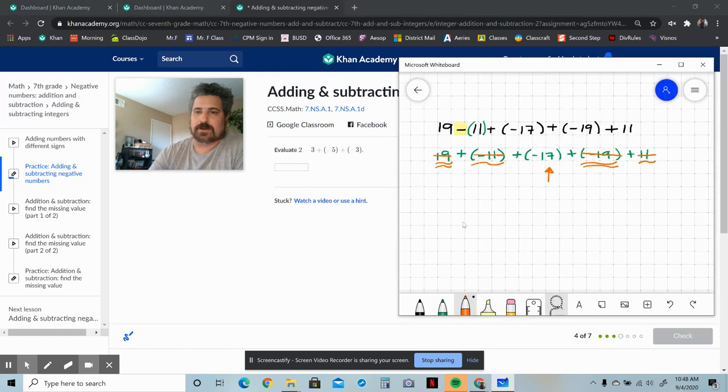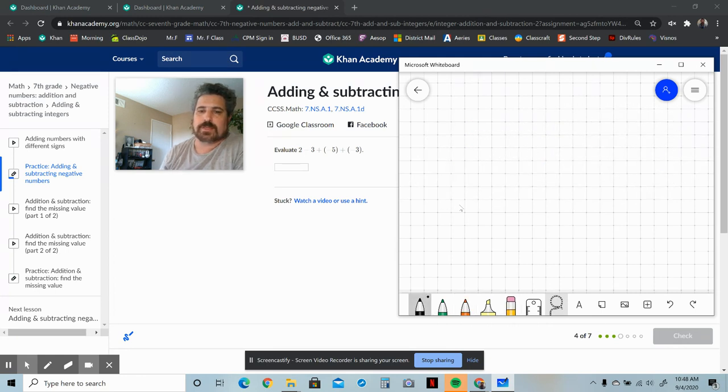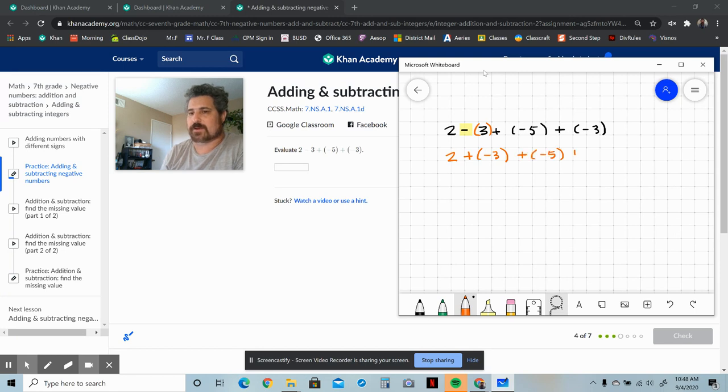So the next question we have here, I'm going to erase all this fun stuff from the last one. Bye-bye. The next question is going to be 2 minus 3 plus negative 5 plus negative 3. So ask yourself, what subtraction do you see? There's a subtraction there. All right, that's the only subtraction I see. Let's rewrite all of our subtraction as addition. So what is it taking away here? It's taking away positive 3. So you're going to add the opposite of positive 3, which is negative 3. So taking away positive 3 is exactly the same as adding a negative 3. And then you're going to add negative 5, and you're going to add negative 3.